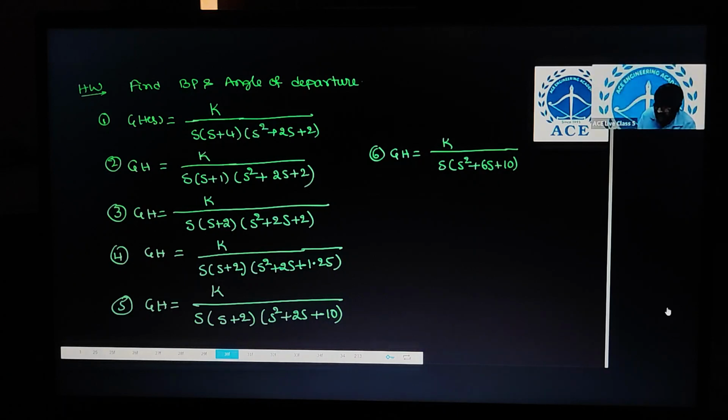Right, I'll close it. But compulsorily solve these 6 questions. Actually, objectives are not important, no doubt, but IES conventional always used to ask. This is one special case I have. In root locus, these are special case problems.